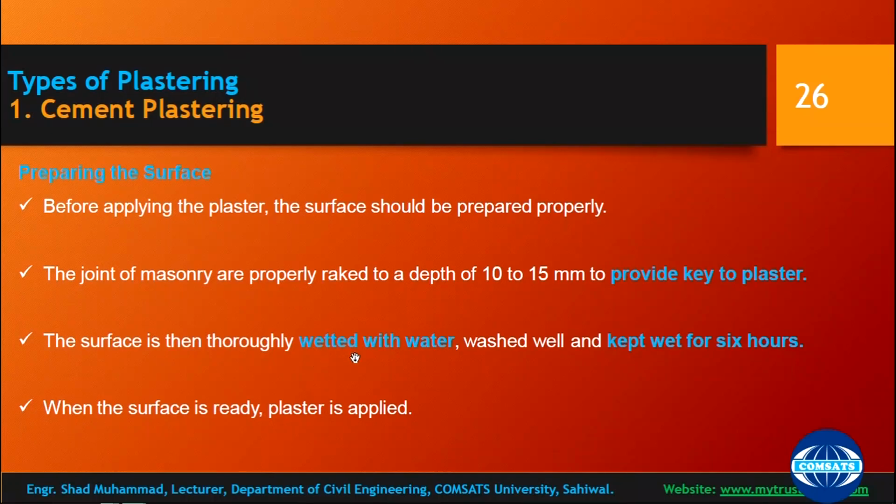The surface is then thoroughly wetted with water. The surface of the wall is wetted with the water, washed well and kept wet for 6 hours. Then you should have proper curing of the masonry wall, and it should be washed well and cured well for 6 hours. When the surface is ready, plaster is applied. Means what is the benefit of keeping the wall wet is just that the cement and sand will adhere to the surface well for temporary adhesion and for long-term curing benefits.